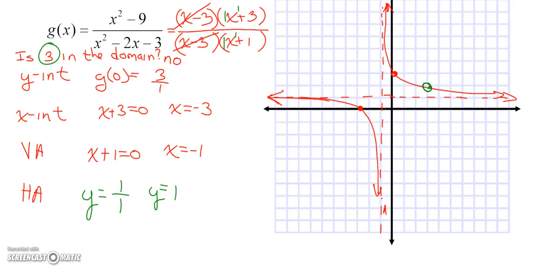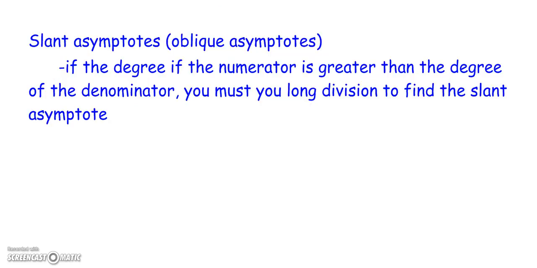All right, for our last slide, we are going to talk about slant asymptotes or oblique asymptotes. And this happens when you have a numerator that has a larger degree than the denominator. Sometimes you get a slant asymptote. Instead of following a horizontal asymptote to the right and a horizontal asymptote to the left, it actually extends out at an angle.